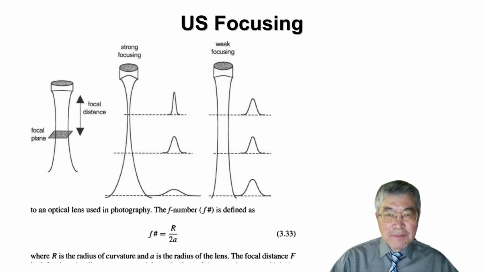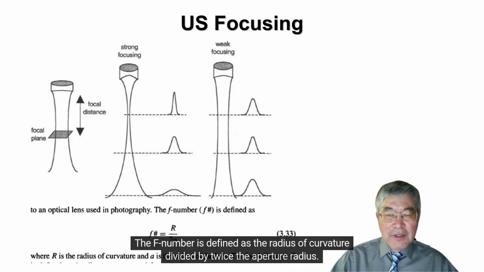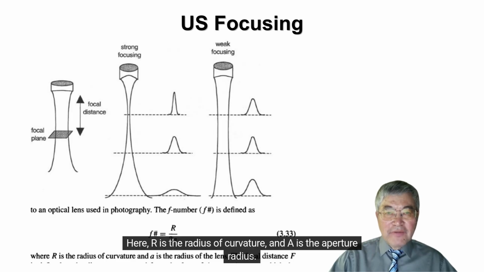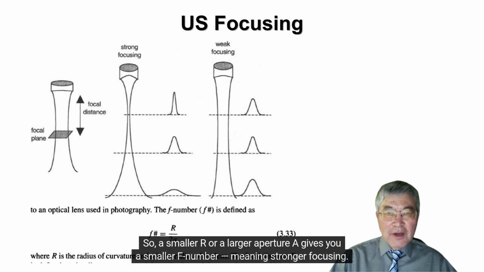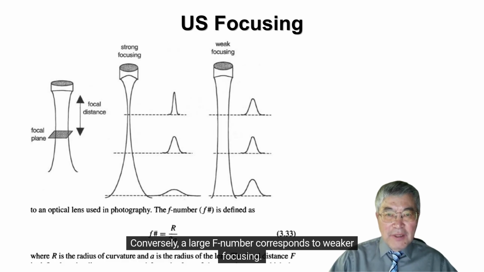Now, in both optics and acoustics, we use a quantity called the F number, or F ratio, to describe focusing strength. The F number is defined as the radius of curvature divided by twice the aperture radius. Mathematically, that's F equals R divided by 2A. Here, R is the radius of curvature and A is the aperture radius. So, a smaller R or a larger aperture A gives you a smaller F number, meaning stronger focusing. Conversely, a large F number corresponds to weaker focusing.